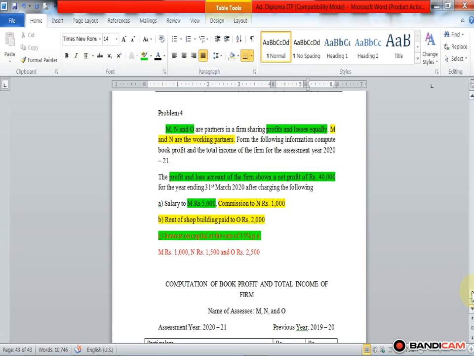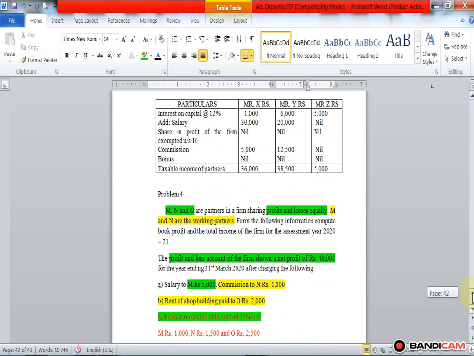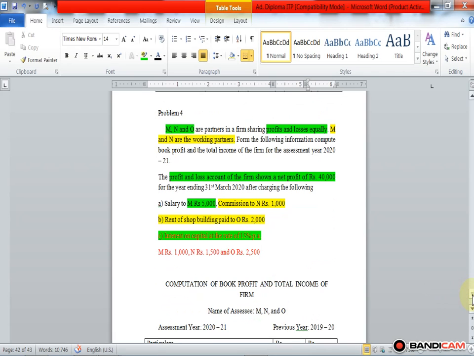Okay, here we solved problem number 4 on computation of total income and book profit of the firm. Very easy problem we solved here. So again we revise it.